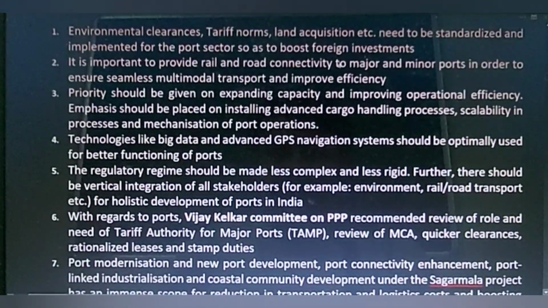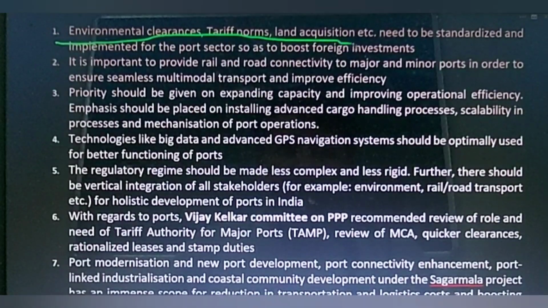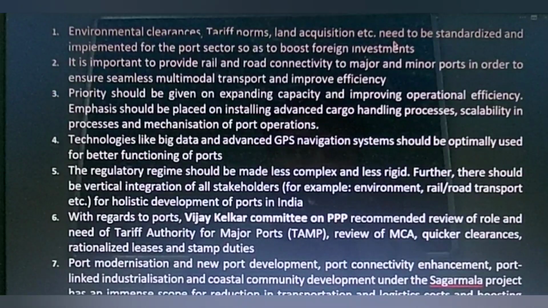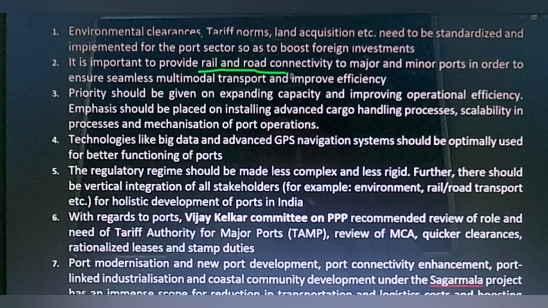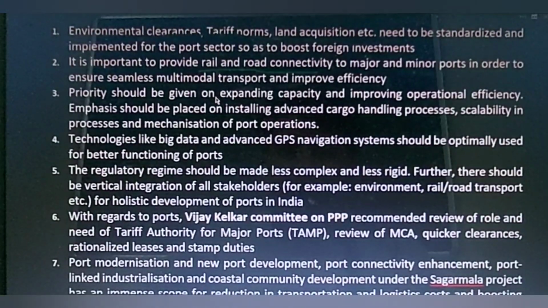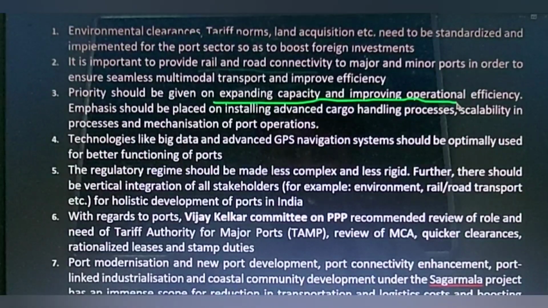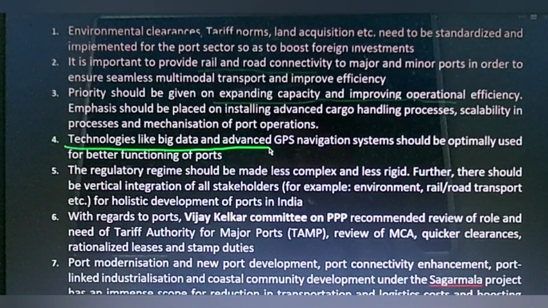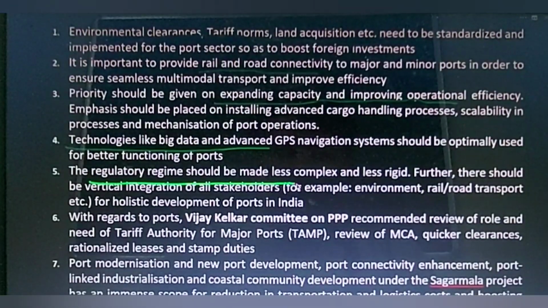Now let's see the measures needed to improve the Indian ports. Okay, first one is environmental clearance and tariff norms, land acquisition. So these need to be standardized and implemented to boost the foreign investments. And there must be good connectivity of rail and road transport with the Indian ports. And priority should be given on expanding the capacity and improving the operational efficiency of the ports. Latest technology should be used in the ports, and the regulatory regime should be made less complex.